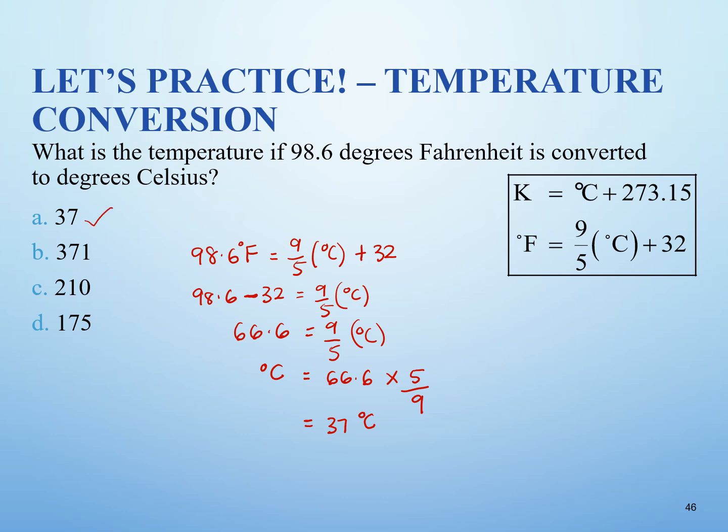And if I wanted to change 37 degrees Celsius to Kelvin, I would do this: 37 Celsius plus 273.15 would give me my Kelvin answer. In that case, I'm not going to keep the decimal, so 310 Kelvin.